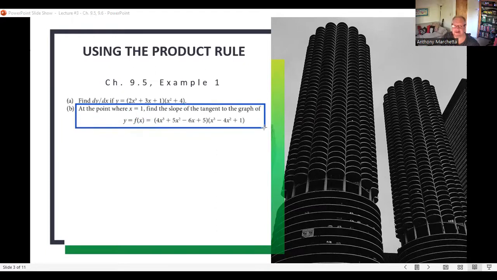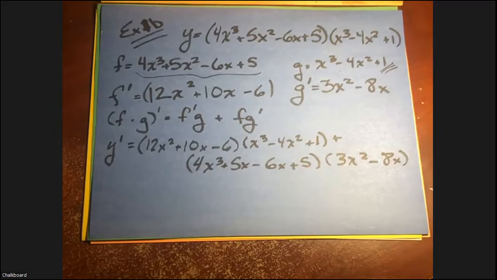Look at what it says. At the point where x equals 1, find the slope of the tangent line. In other words, find the derivative, and then after you find the derivative, plug in 1. So do we need to simplify this? Nope, we don't need to simplify this at all. All we need to do is take it just the way it is and put 1 in there and see what we get. So let's put 1 in there.